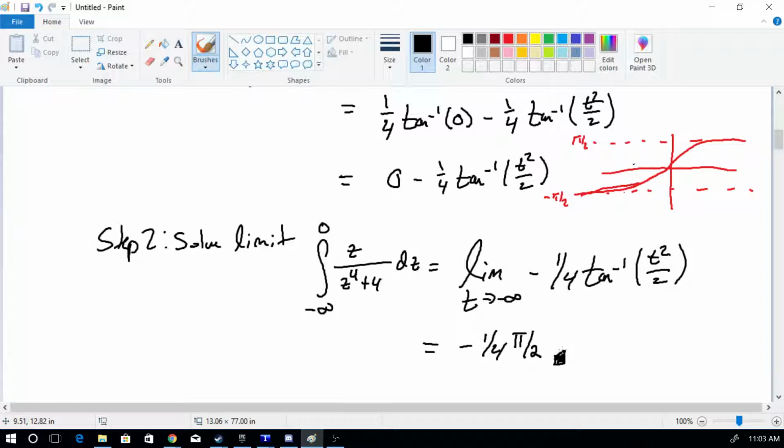Now, let's think about this a little bit. Remember, we're on 0 to negative infinity. This is negative, this is positive. A negative divided by a positive, if this thing converges, this whole thing should be less than 0. It makes sense. It checks out.